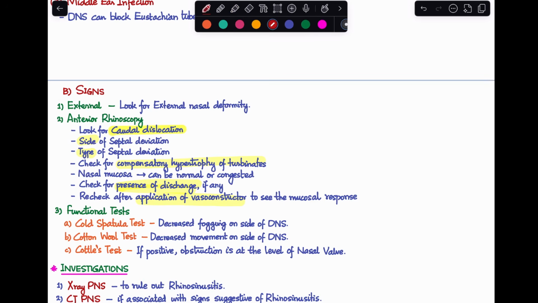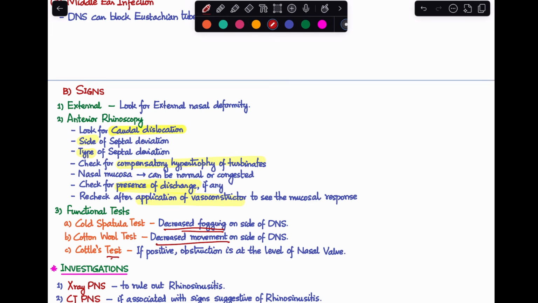Next, we'll perform some functional tests of the nose. First is the cold spatula test, where you will see decreased fogging on the side of the DNS. Second is the cotton wool test, which will also show decreased movement on the side of the DNS. And third is Cottle's test. In Cottle's test, you pull the cheek away from the midline and see whether the nasal obstruction on that side improves or not.